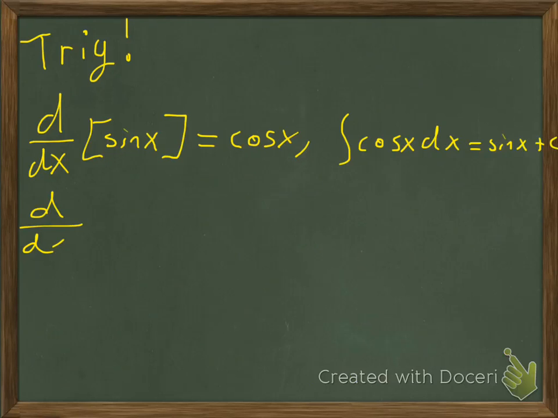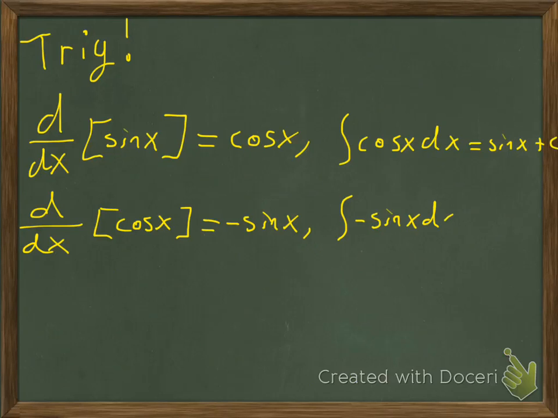And take the derivative of the cosine, and we'll get minus sine. So the derivative of cosine is minus sine. Alright. And when I take the antiderivative of the minus sine, I get cosine x plus a constant of integration.